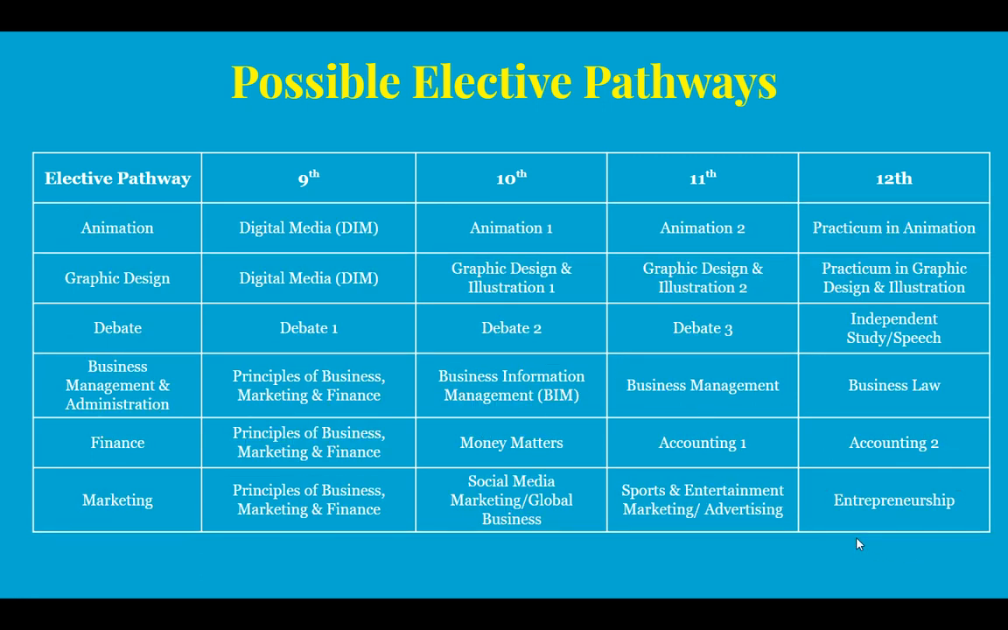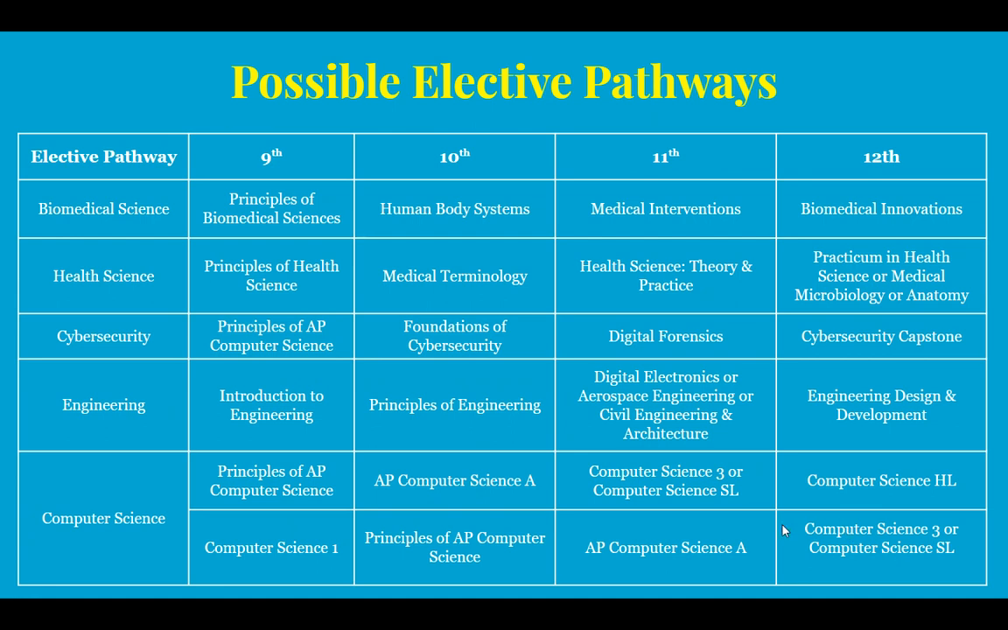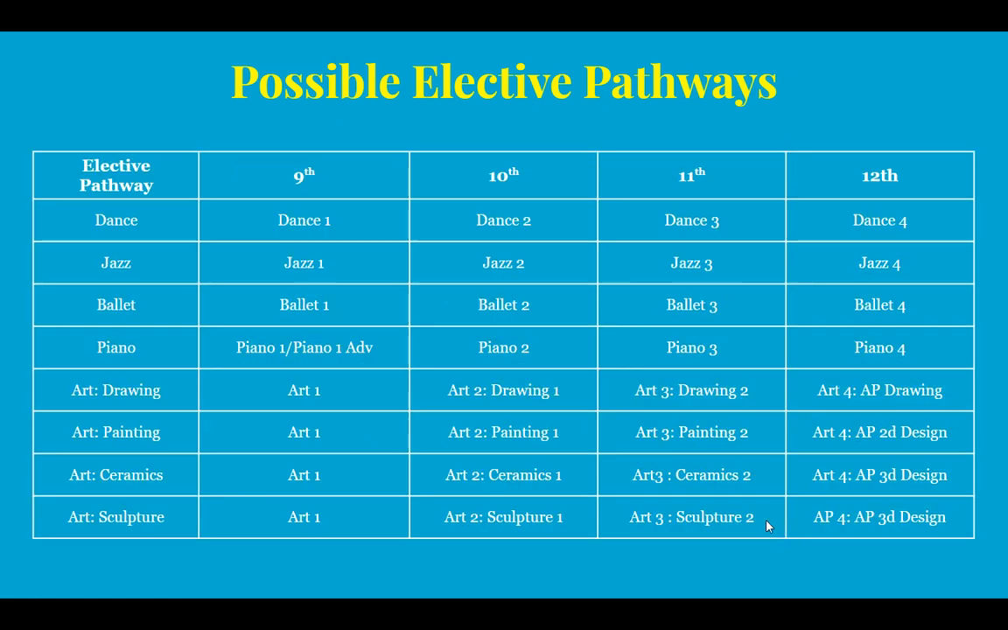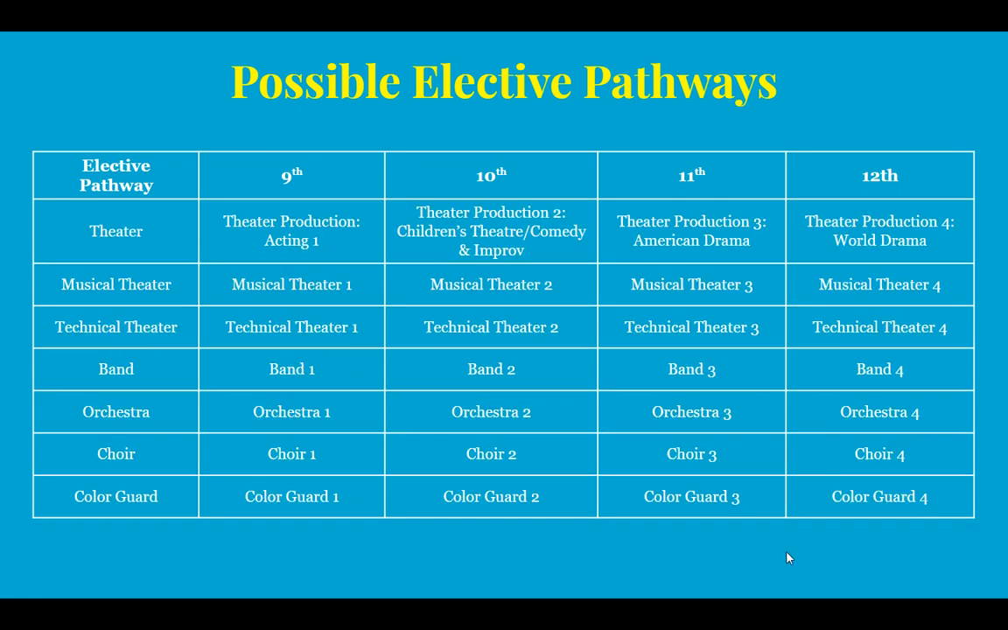Some of you might have started a pathway in 10th grade. So maybe you took digital media here in 10th and you're only going to get to year 3 of the course. That's completely fine. So find the class you're in, move over to the right, and it'll tell you what course you need to take. Lots of different elective options. You just have to pick what you're wanting to do.